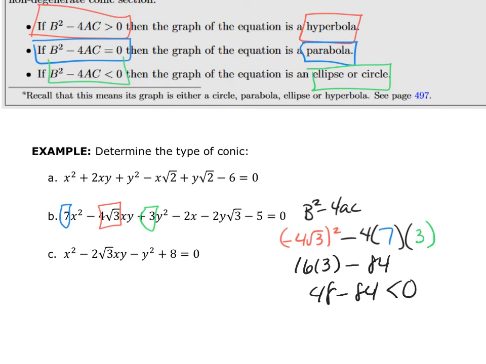Because it's less than 0, this is either an ellipse or a circle. And just ellipse is fine, because every circle is an ellipse. It's just like one little part of the quadratic. Yeah, it is. It's kind of like the discriminant.